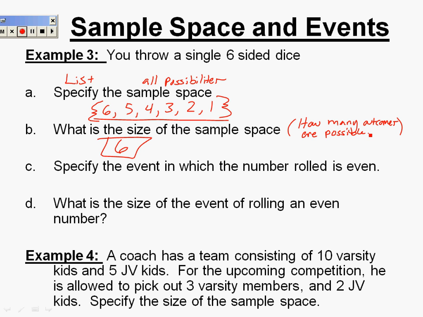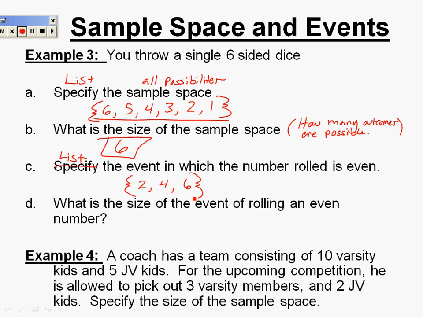Okay, here we go. Part C. Specify the event. Specify means what? Okay, so we're going to list the event. What's an event? It's a type of possibility. It's a smaller group inside the whole. So we're going to list the event in which the number rolled is even. So let's make a list of all the possible even outcomes. What are they? 2, 4, 6.